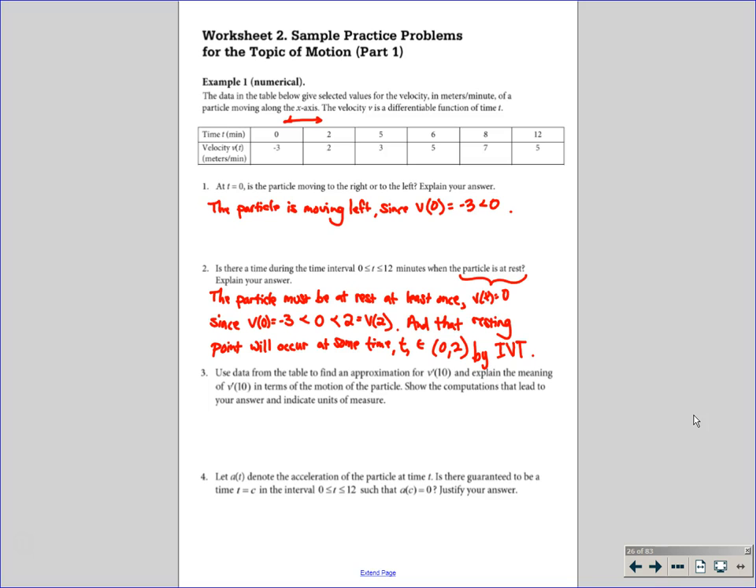We are on worksheet number 2. Sorry, example number 1. We talked about when the particle must be at rest. The only one we know for sure is between here and here, because these are velocities, and we know velocity is continuous. So therefore, because of the sign change, there must be a 0 by the Intermediate Value Theorem.